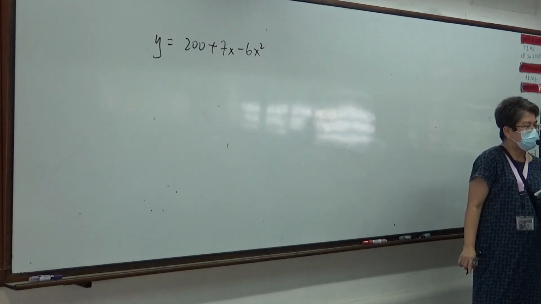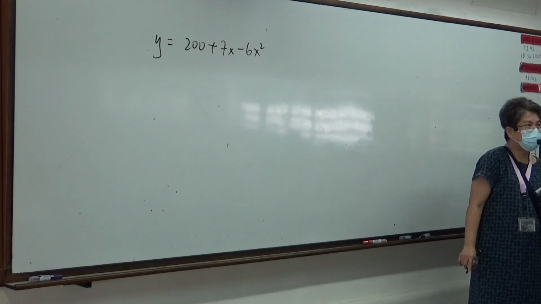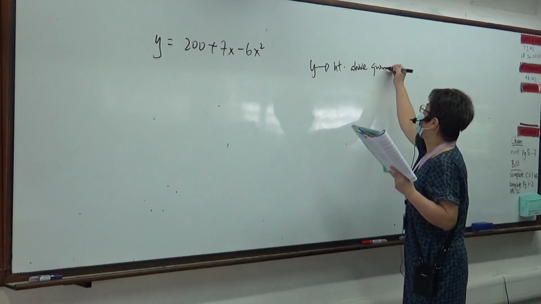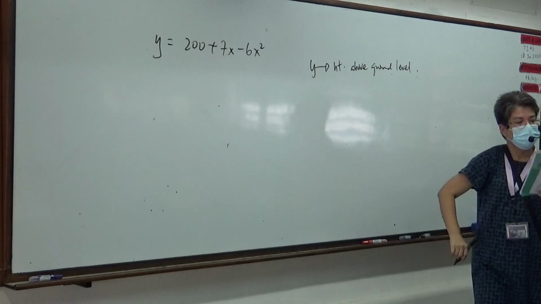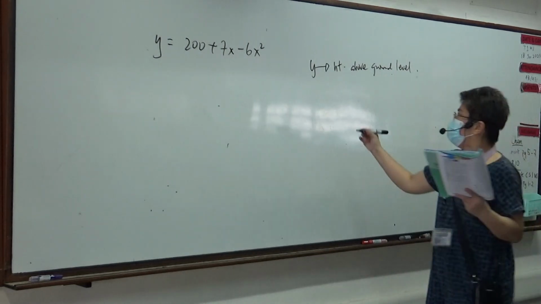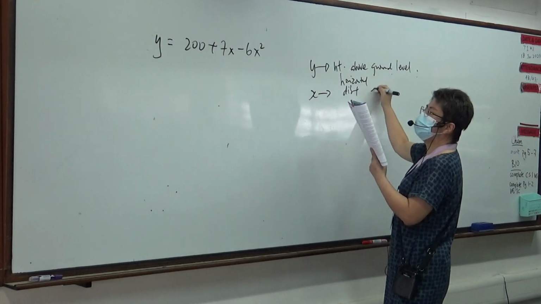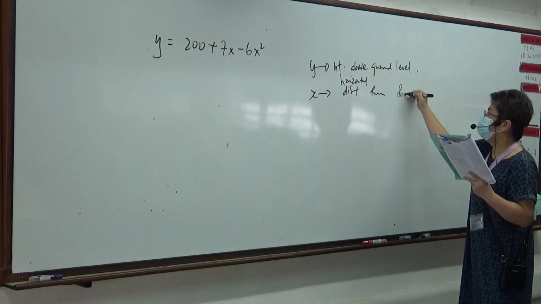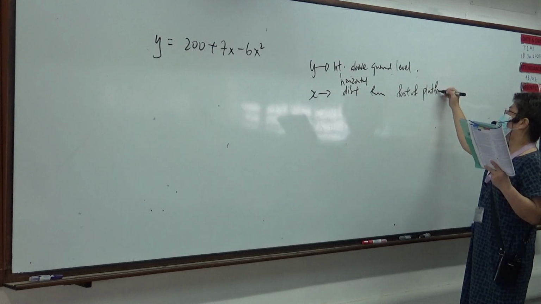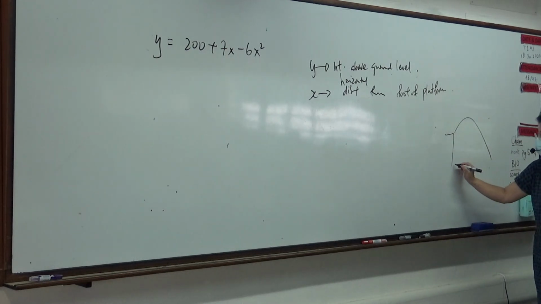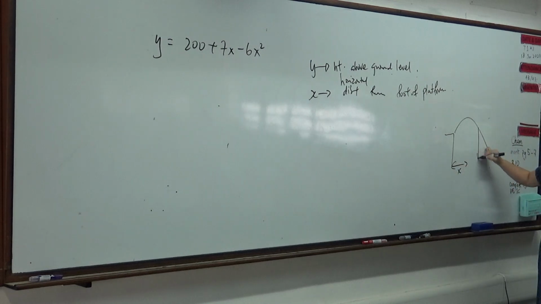What does y represent? Height above ground level. What does x represent? Horizontal distance from the foot of the platform. Correct. Whereby this is my x and this will be my y, above the ground, right?